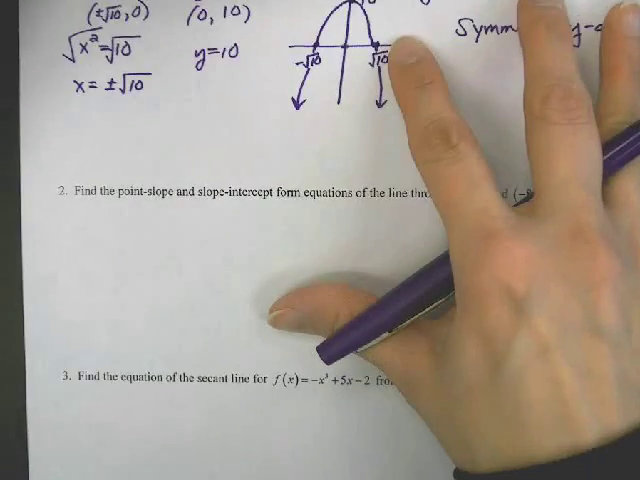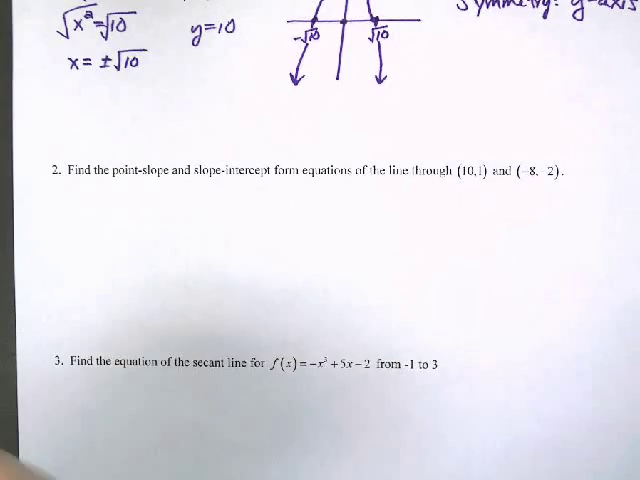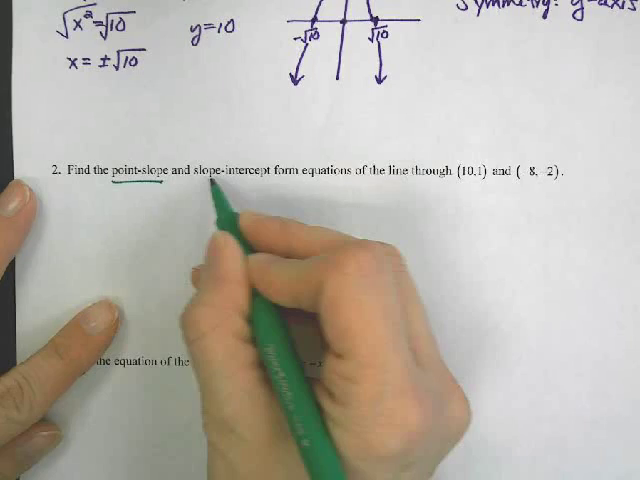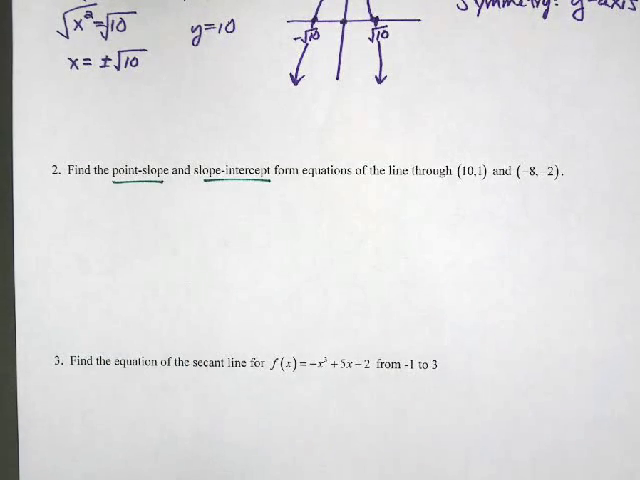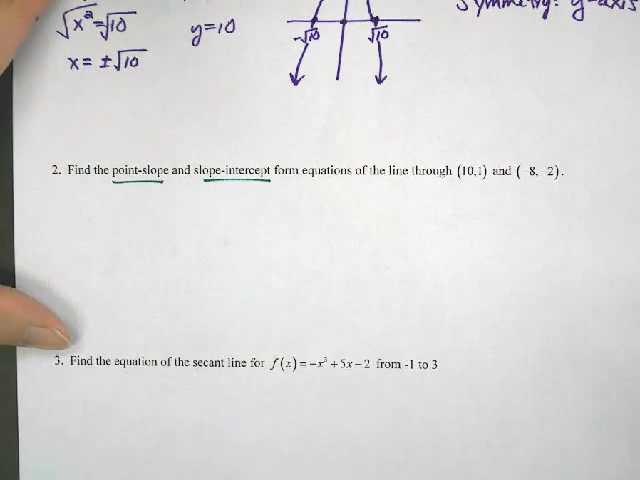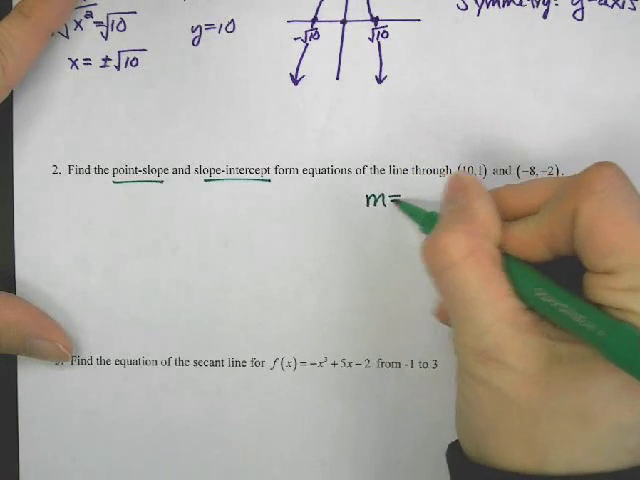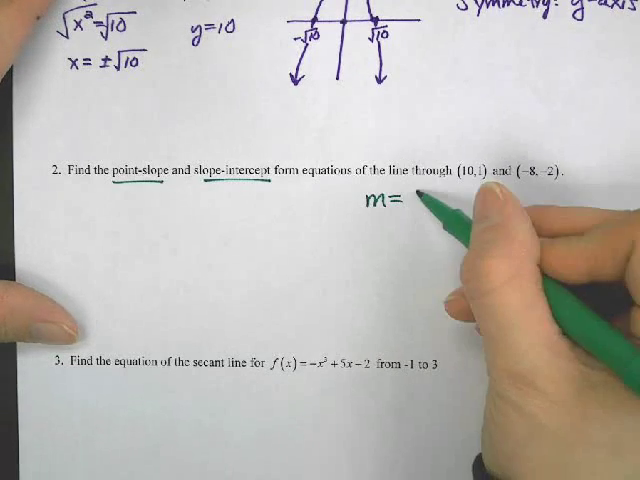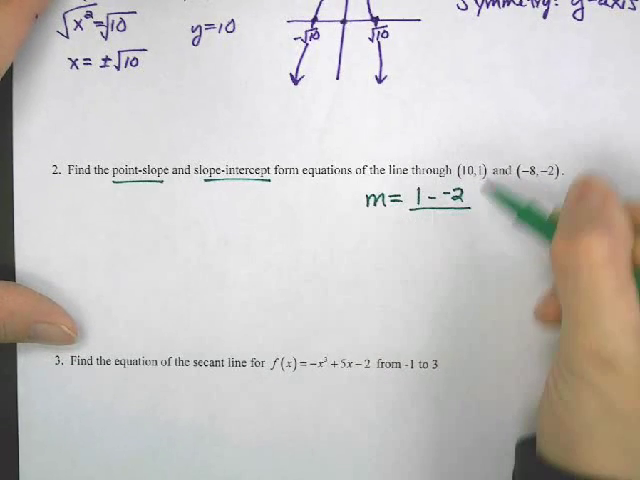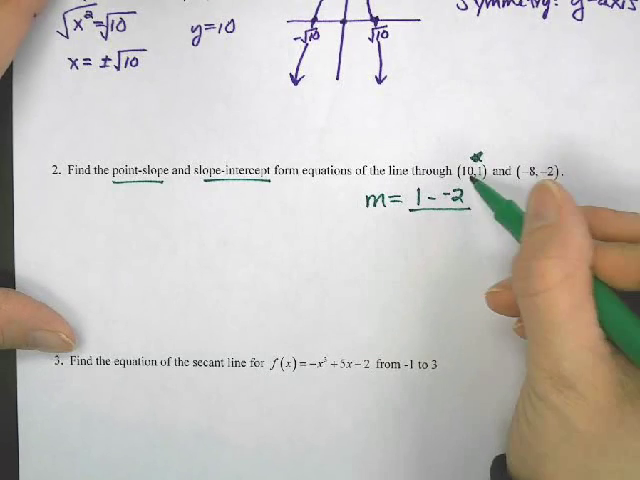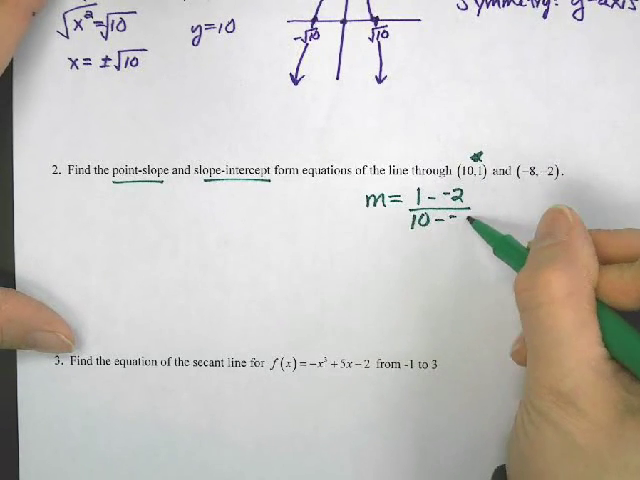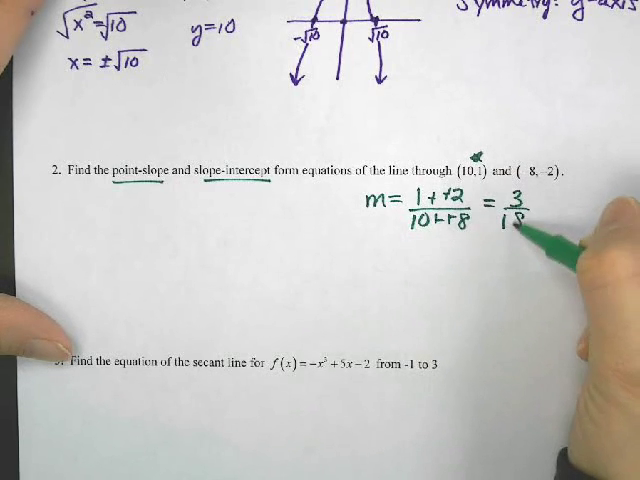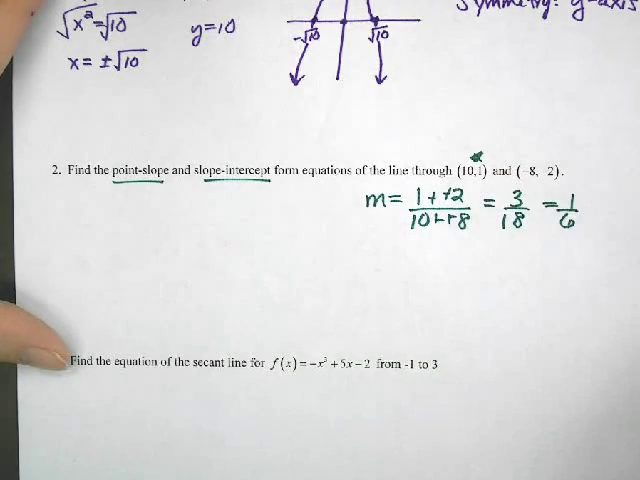Okay, the next thing that we studied in Chapter 1 was linear equations, writing equations of lines and stuff. So find the point slope and the slope-intercept form. When I have 2 points here, the first thing that you're going to have to do is calculate the slope. And you got to wise up, remember? Y minus y. I'm going to do 1 minus negative 2. And since I started here with this point, I have to start with the 10. X minus x, change. I'm getting 3 over 18, which is 1/6.